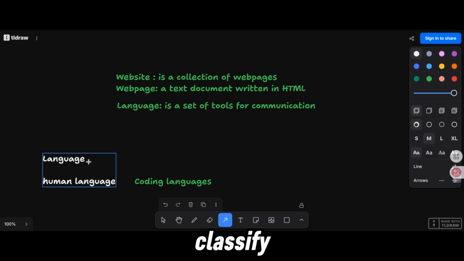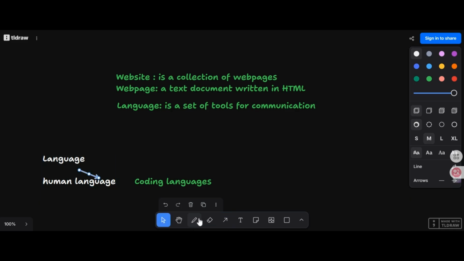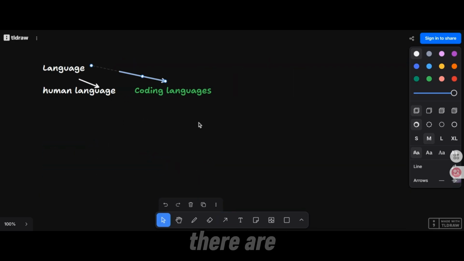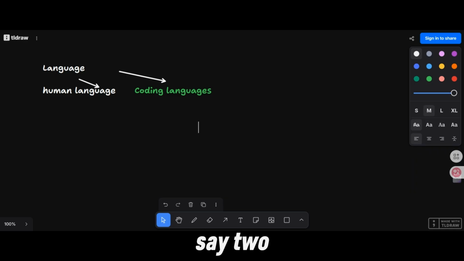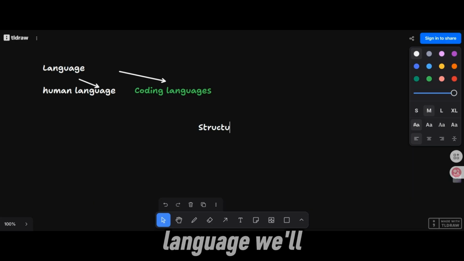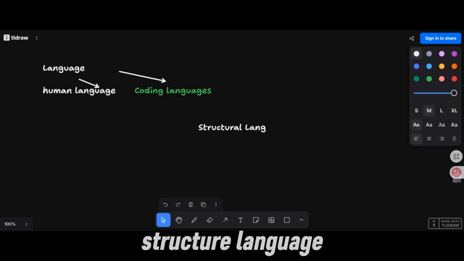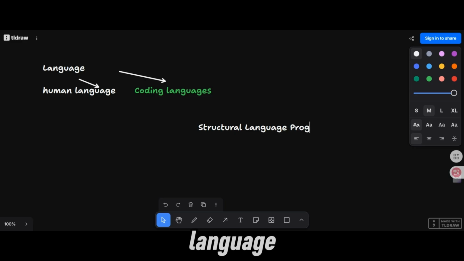Now we can further classify the human languages and coding languages, but I'll go towards the coding languages because that's what we'll be talking about in this web development course. Now, as we speak, there are two types of major languages among coding languages in the web development realm. So first is structural language, we'll get back to it in a minute. Structural language and programming language. Now, many of you will be familiar with what a programming language is, or at least have heard about it. So we'll clear that in a bit.